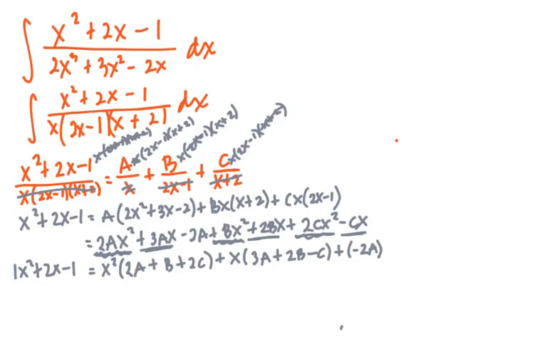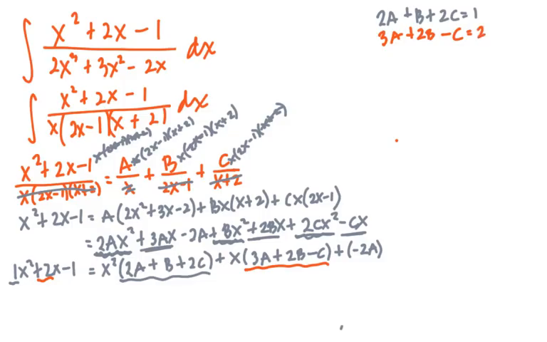So this means that our first equation is 2a plus b plus 2c equals 1, because this is my coefficient for x squared and this is my coefficient for x squared. And then we have this as our coefficient for x, as is 2. So we have 3a plus 2b minus c equals 2. And our last equation, we have negative 2a equals negative 1. Well, that's nice. A equals 1/2.